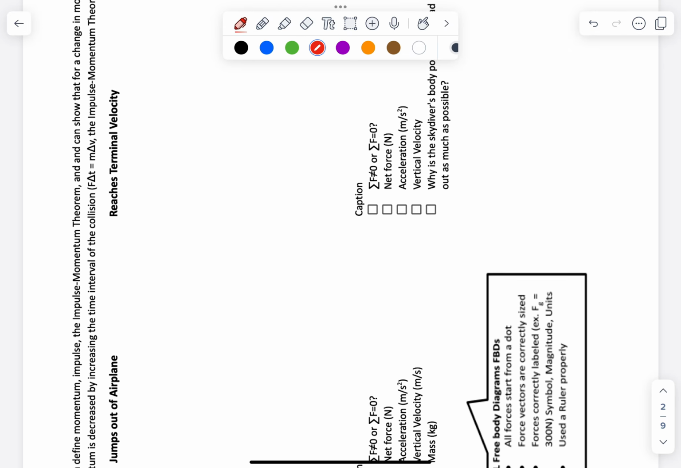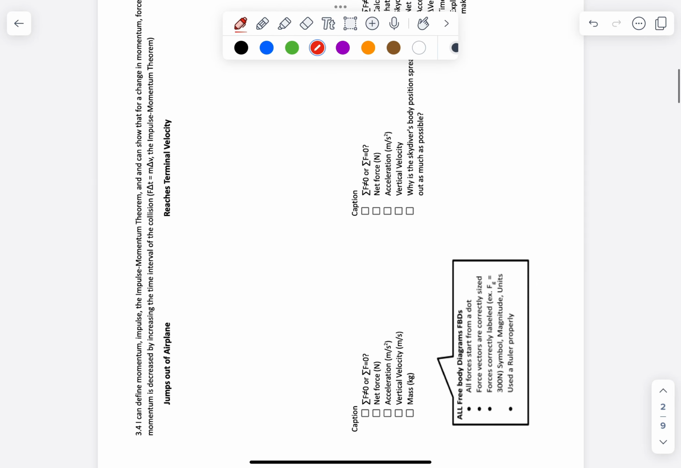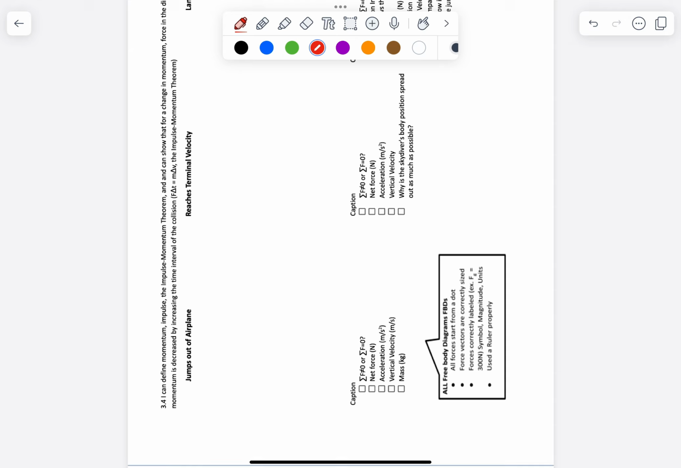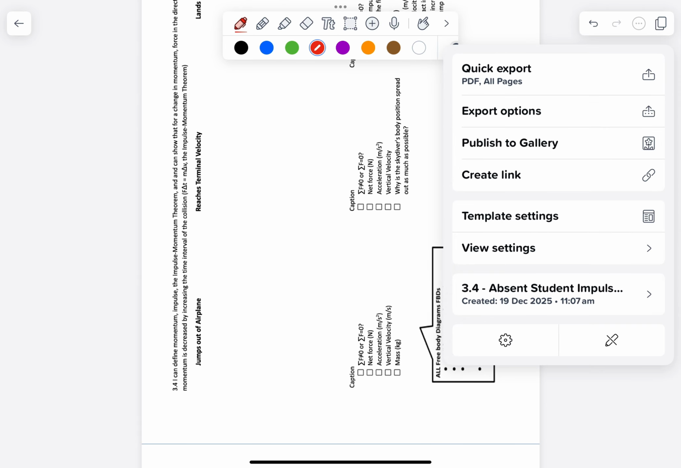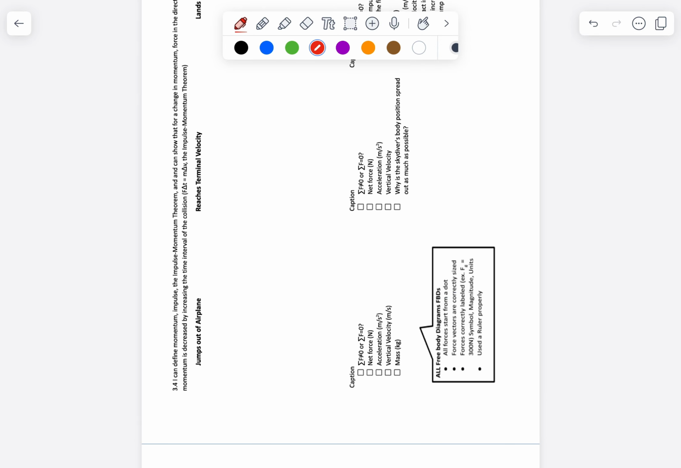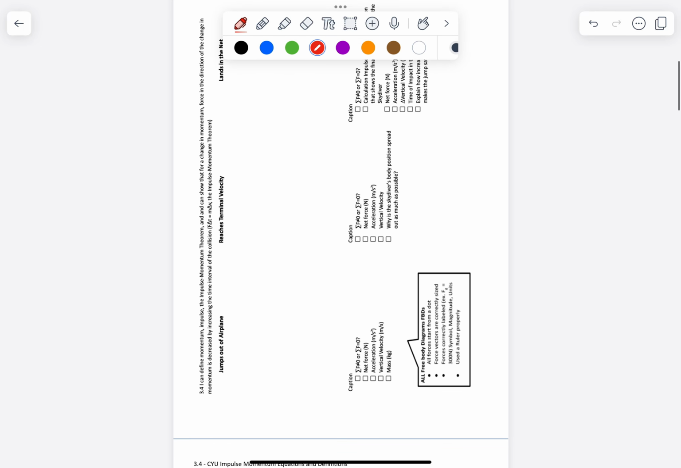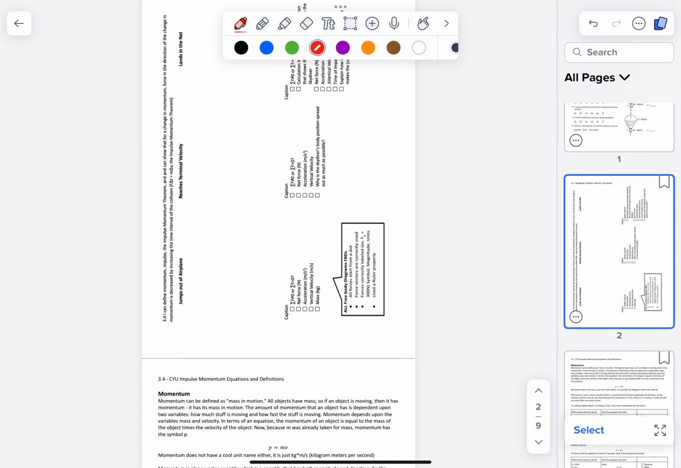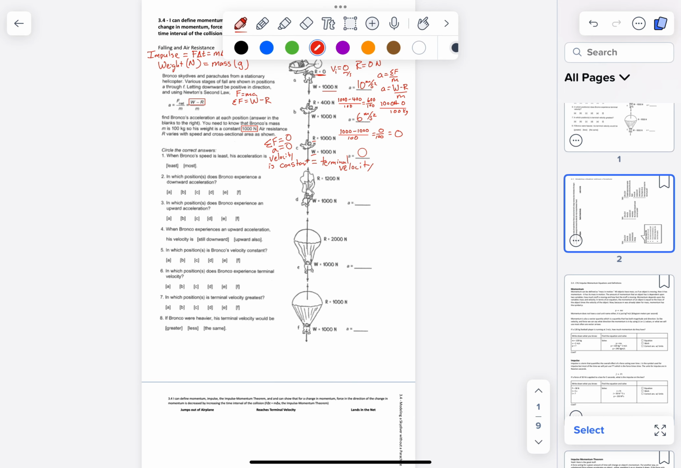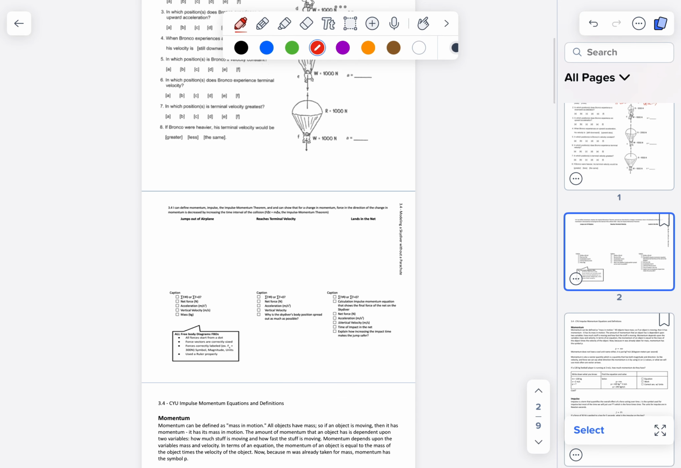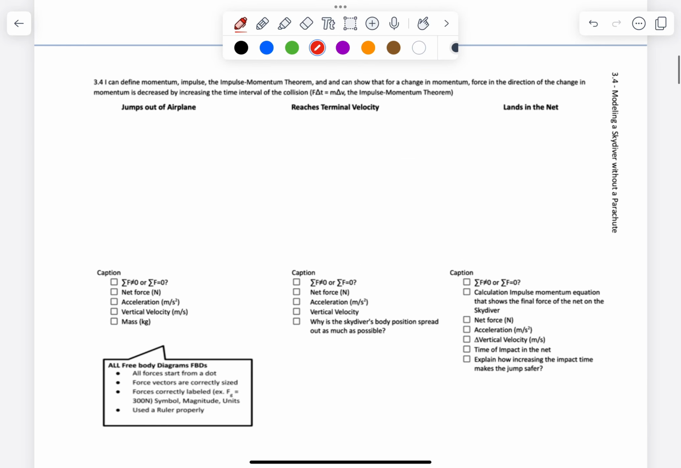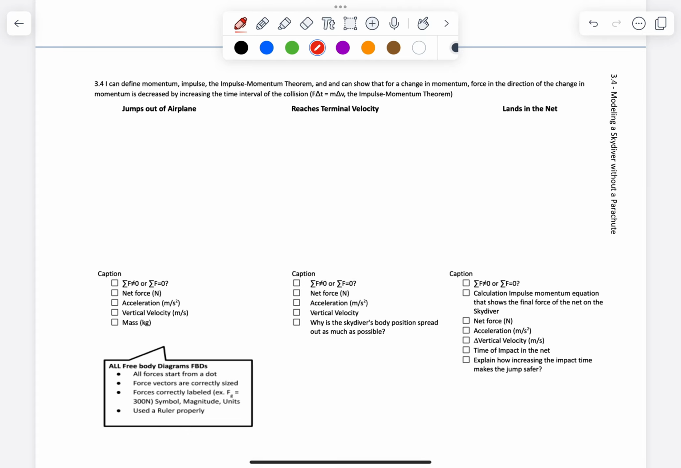So now when we were talking about Luke Aikins, let's see if I can rotate this guy. Yes. Okay, beautiful. So now what we did here was we took a look at Luke Aikins, and based on what we did for Bronco, we're going to make this model for Luke Aikins to show him how he's not going to die.